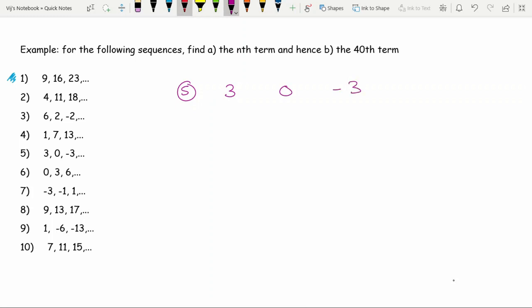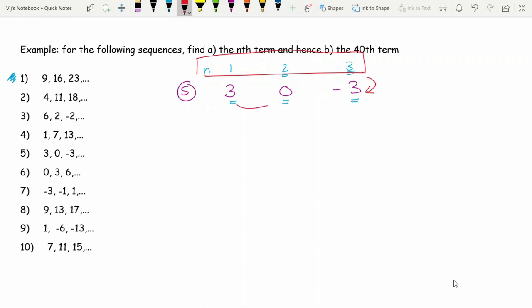Now, in the last video we talked about n. Now, n is the position of each of the numbers. So the first number when n is 1 is 3, when n is 2 the second number is 0, and the third term when n is 3 is minus 3. And the whole point of the nth term is to start with these numbers here and get to that set of numbers there.